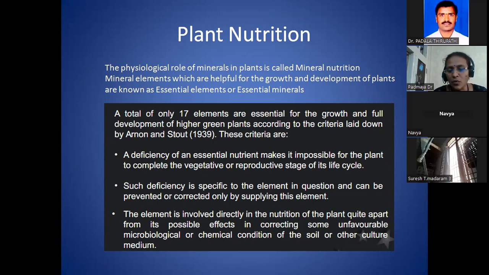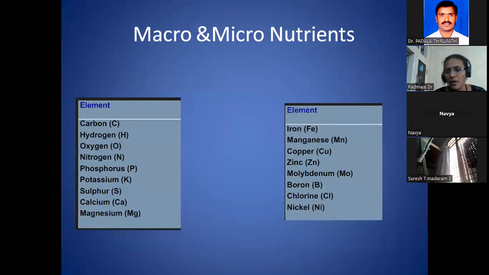So the element is involved directly in the nutrition of the plant, or in correcting unfavorable microbiological and chemical processes. Like this, these minerals play a very important role in plant growth and development. Depending upon their intake, if a large amount is taken in by the plants, they are considered macronutrients. If the plant requires a very small amount for undergoing metabolic activities, growth and development, that is, the intake is less, they are called micronutrients.